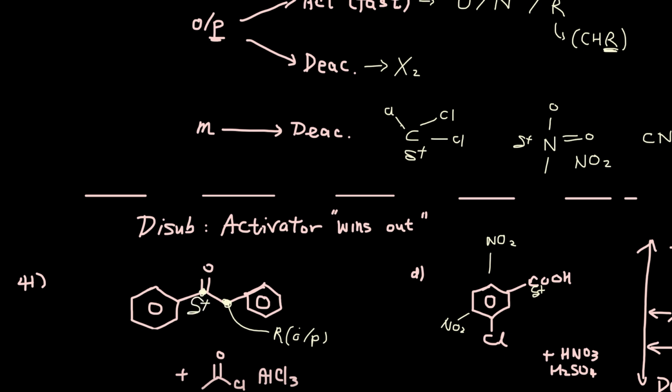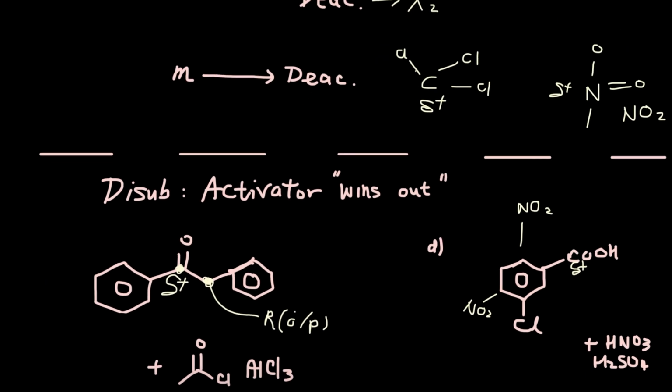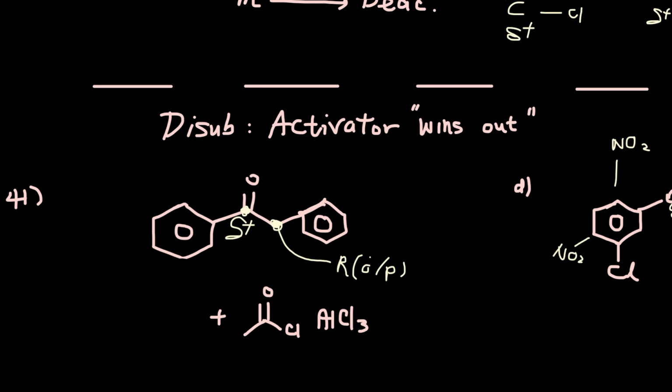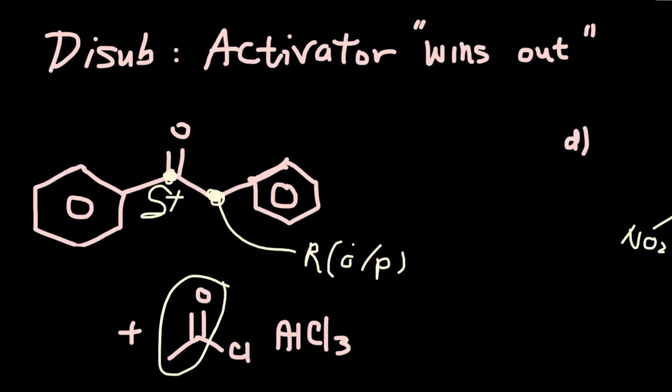So this is an activator, this is a deactivator, and the activator wins out. Therefore, our substituent is going to go on this benzene ring, and it can go on the ortho position or para position. Okay, and this would be the chlorine that would be substituted there. That was there, but now it's attached to the benzene, and then we have 2 carbons.